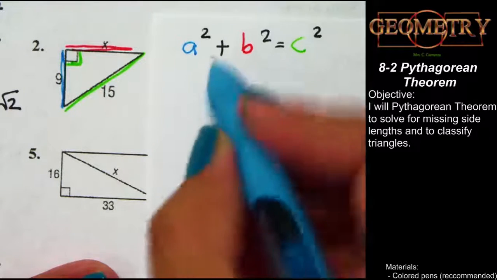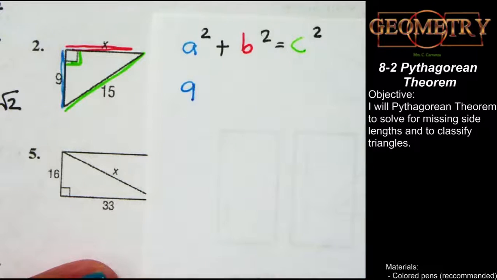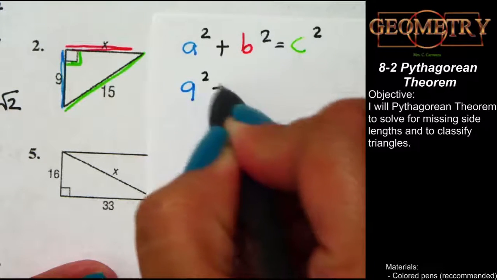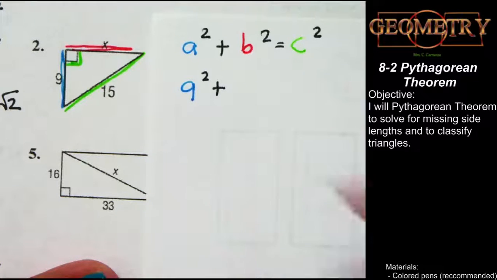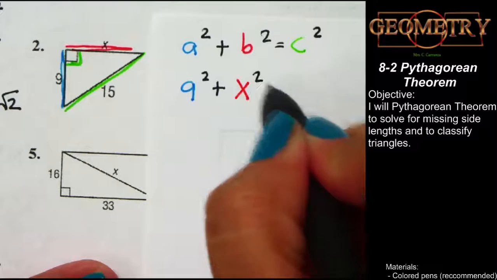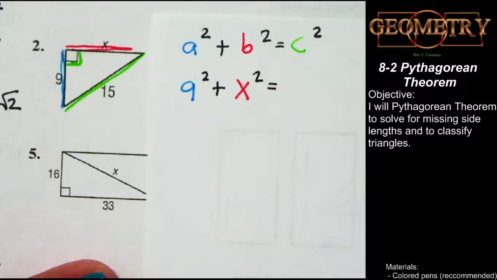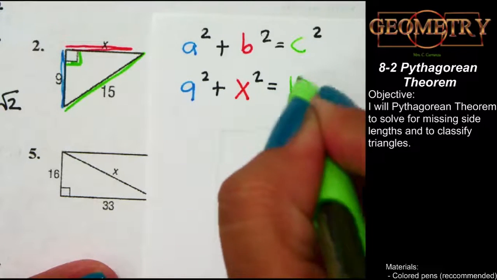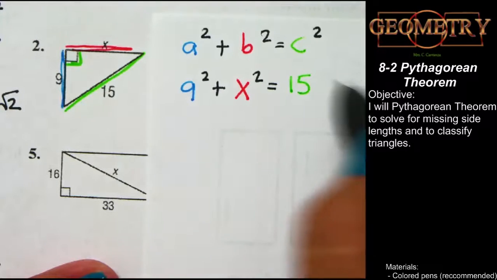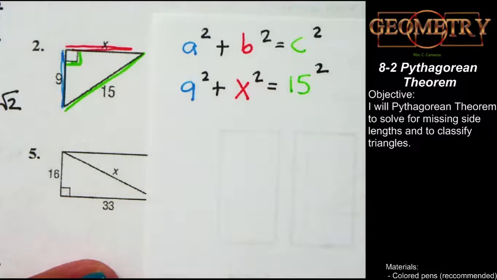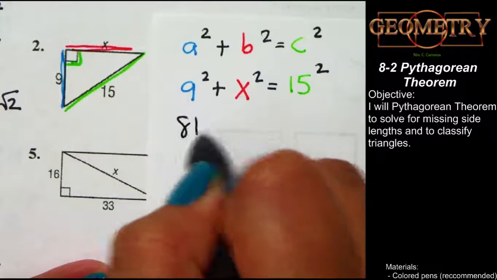All right, the measure of the side I selected as A is 9. The measure of the side I selected as B is X, that's my unknown. And the side I need to be my hypotenuse, C, is 15. And so my Pythagorean theorem looks like that. Beginning my simplification process, 9 squared is 81.